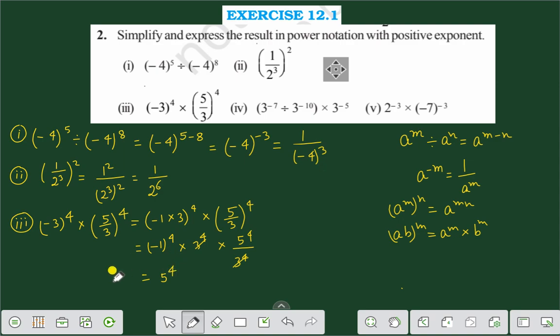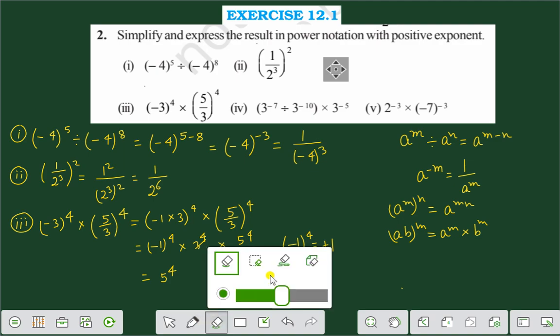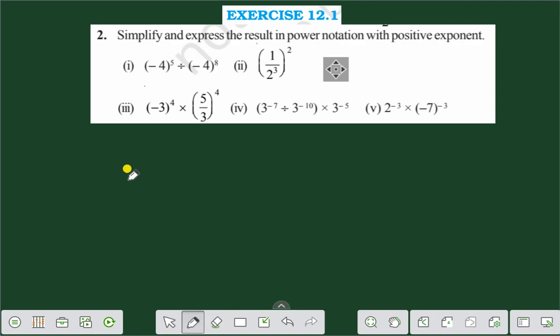This is question number 3, right? 5 to the power 4. Here, (-1)^4 is equal to plus 1, because the power is an even number, right? Let's solve question number 4.